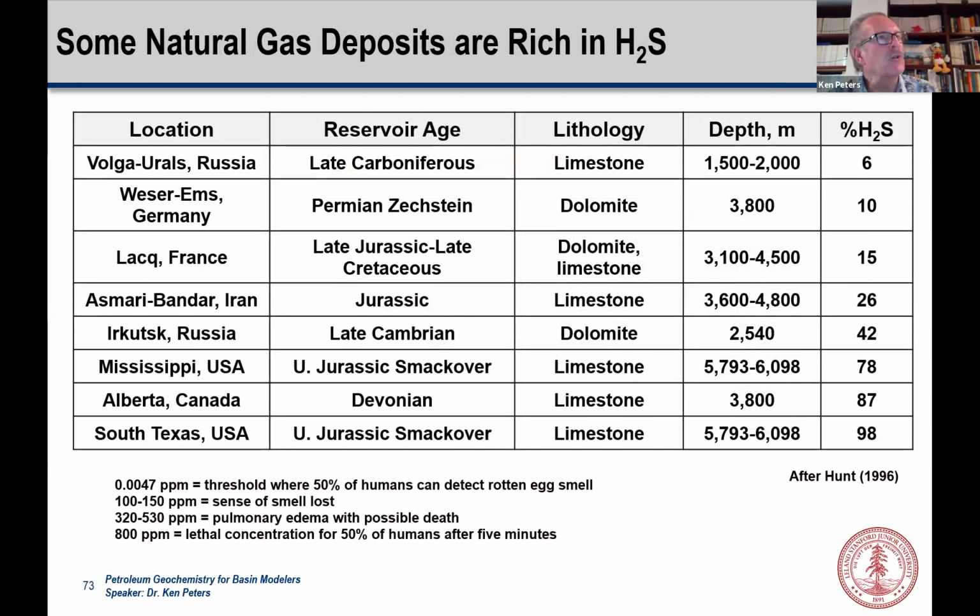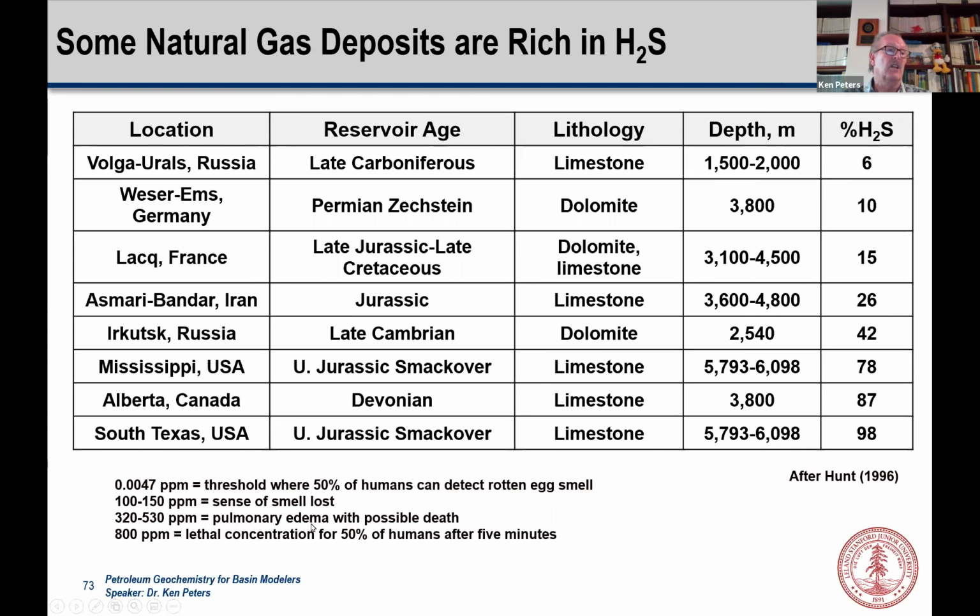Here are some examples of natural gas deposits that are really rich in H2S. These are bad enough: 6%, 10%, 15%. But you notice some of these, South Texas from the Upper Jurassic, smack over 98%. Hydrogen sulfide, actually, the threshold where people can smell that rotten egg smell is around 0.005 parts per million. So your nose is really sensitive to it until it gets up into the 100 or so ppm concentration. Then you lose your sense of smell, and very soon thereafter you can die.